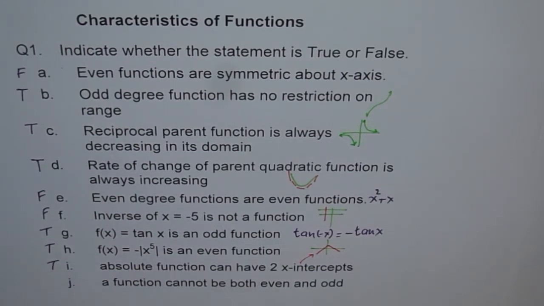So that's true. A function cannot be both even or odd. Well, there is only one function which is both even and odd, and the function is f of x equals to 0. Right? f of x equals to 0 is x-axis. It is symmetric about y-axis also, and it has odd symmetry about origin also. So it is both even and odd. So a function cannot be both even and odd is false.